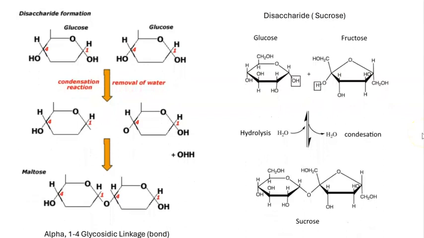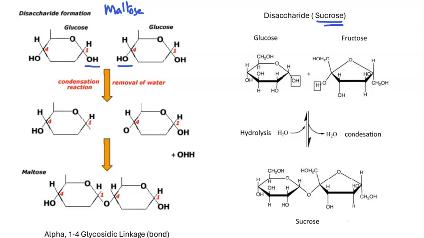On the left-hand side of the diagram is the formation of maltose, and on the right-hand side of this diagram is the formation of sucrose. So for the moment, we'll stick to the left-hand side of the diagram. You can see that I've used fairly simple diagrams to illustrate the two glucose molecules, highlighting the carbon 1 OH group and the carbon 4 OH group here.